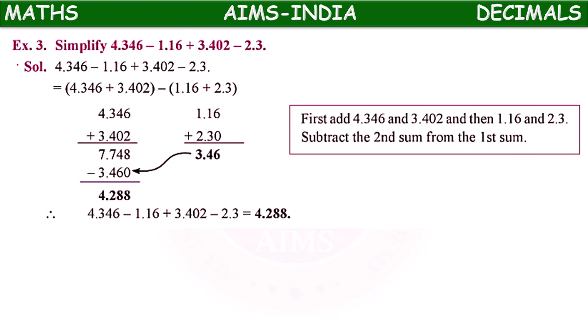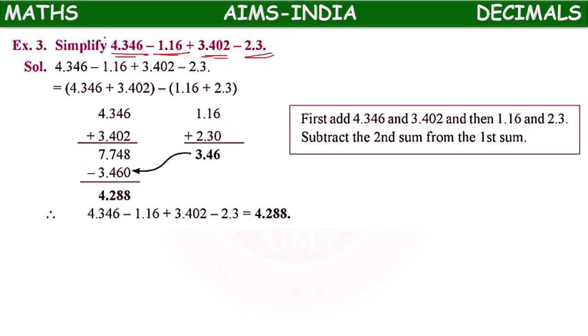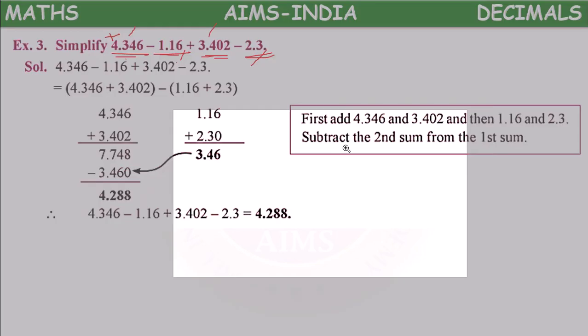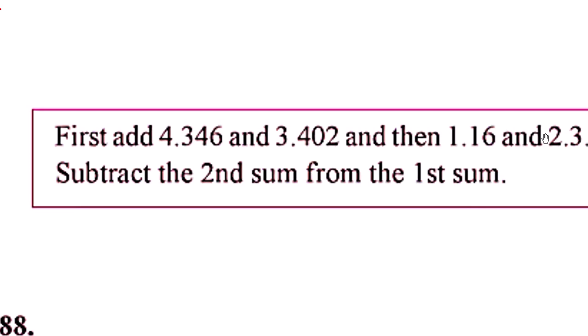Next, simplify 4.346 minus 1.16 plus 3.402 minus 2.3. We have to simplify this. But here, before this 4.346 there is no sign, means we can keep plus here. Means this is positive, this is positive, this is negative, this is negative, this is negative. So what we have to do here: first both the positives to be added, then both the negatives to be added.